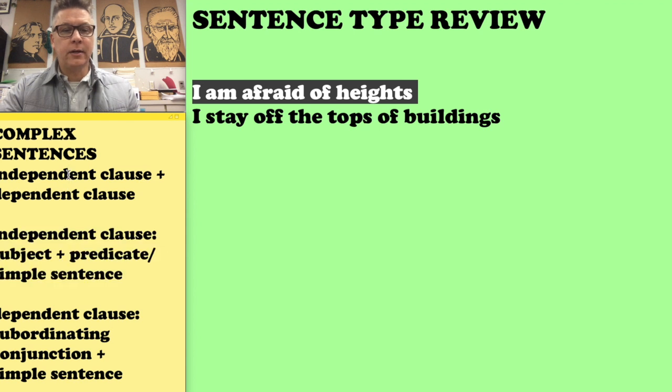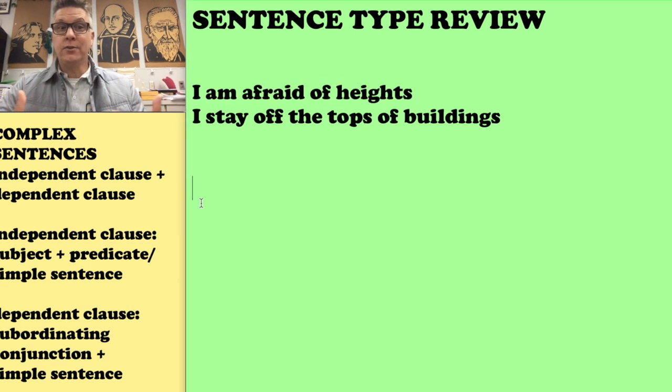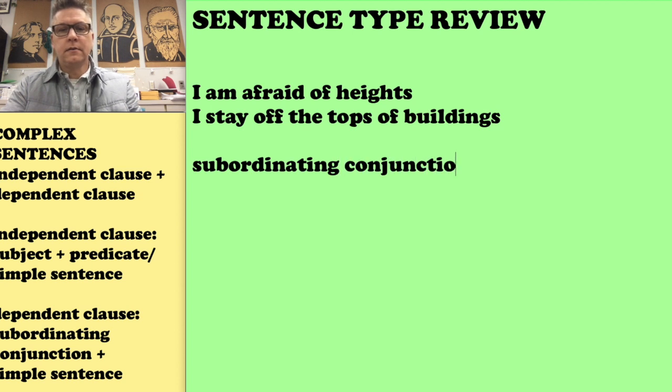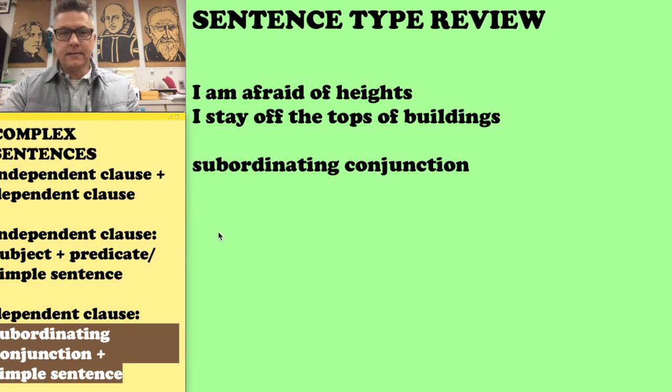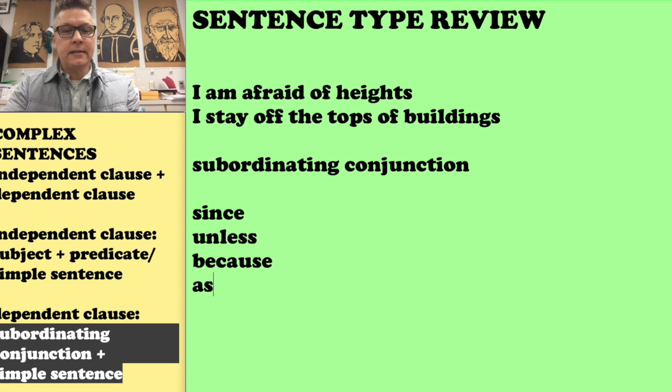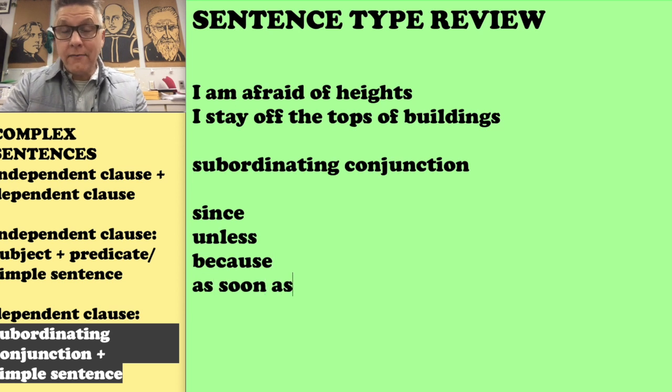So you have to have an independent clause plus a dependent clause. Now with the dependent clause, what you're basically doing is you're taking an independent clause and you're making it dependent. So how does that work? Well, there's what's called the subordinating conjunction. And I put it down here as well. A dependent clause is a subordinating conjunction with a simple sentence. So there's all kinds of subordinating conjunctions, right? Since is one, unless, because, as soon as. There's quite a variety of them, and if you just do a quick Google search of subordinating conjunctions, you're going to find 20 or more.